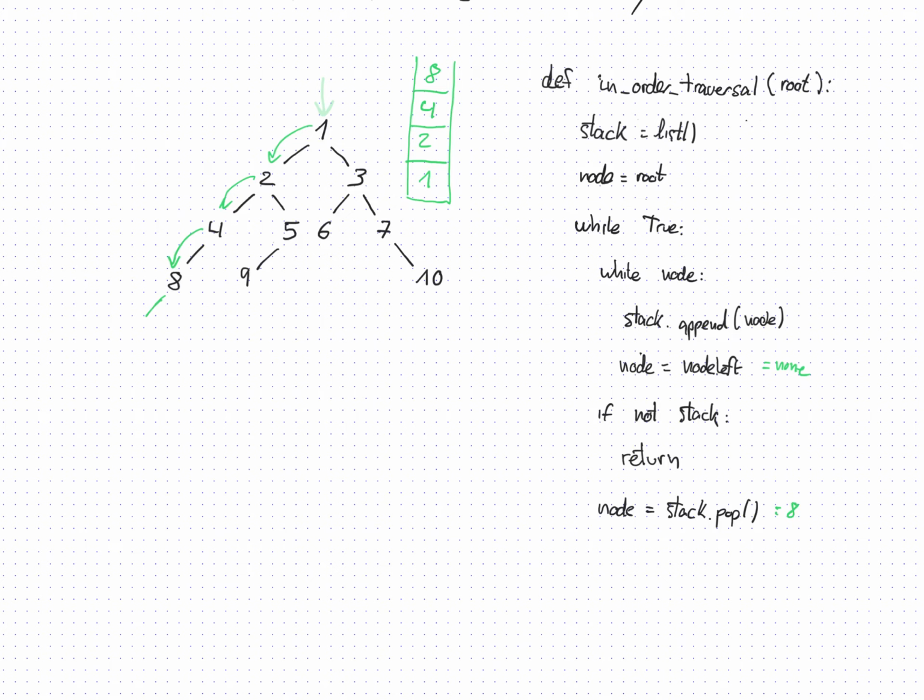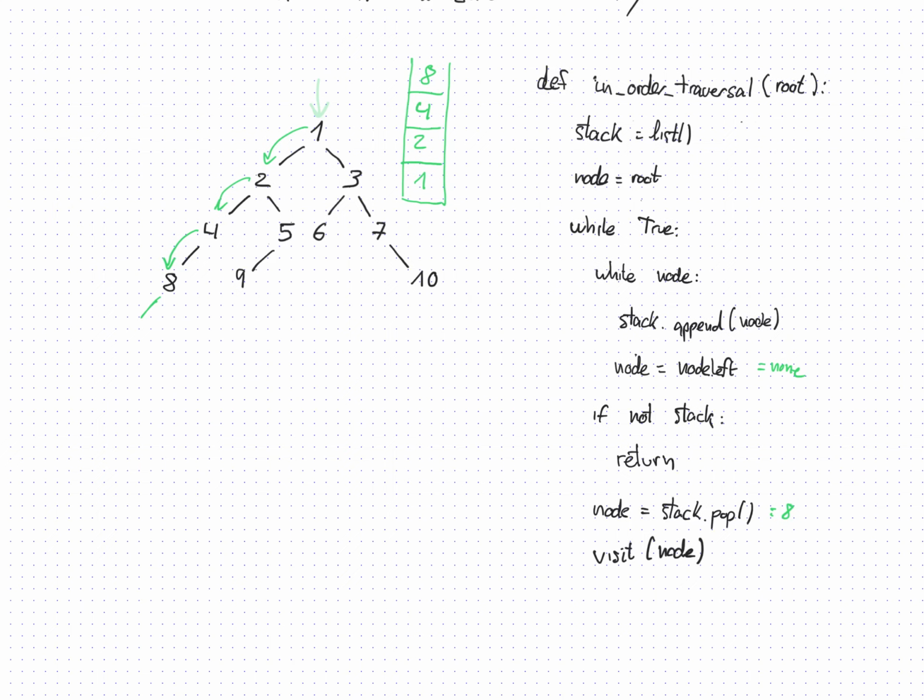And then what we do is that it now is actually that point when we visit it, okay? So now we can say visit node. And visit can be just a simple function where you print the value. So then you would have an output, and now we would print the number 8.